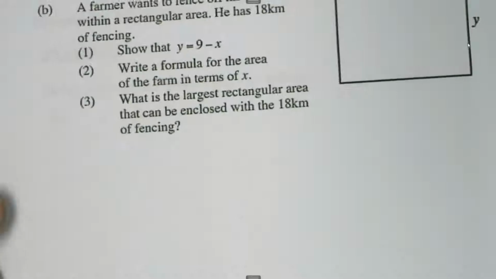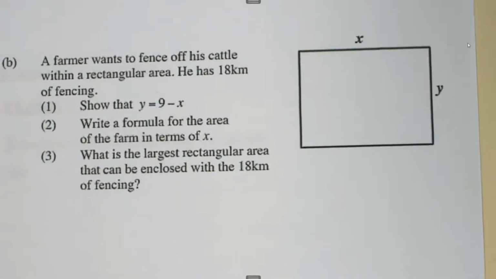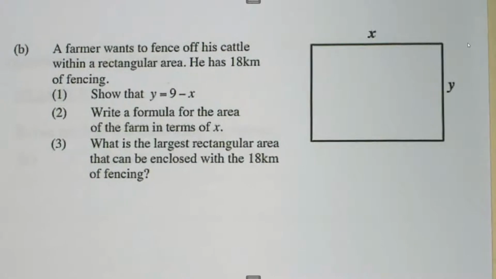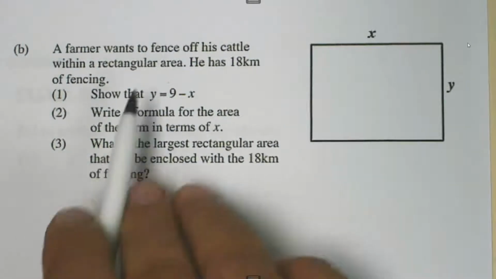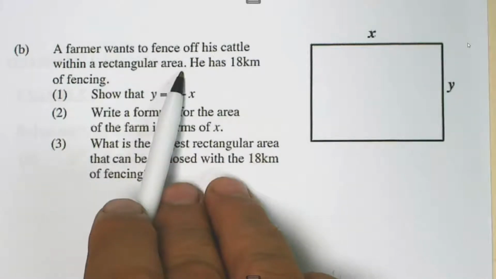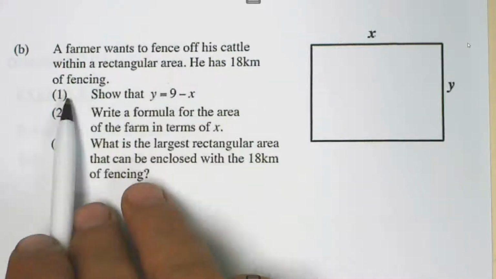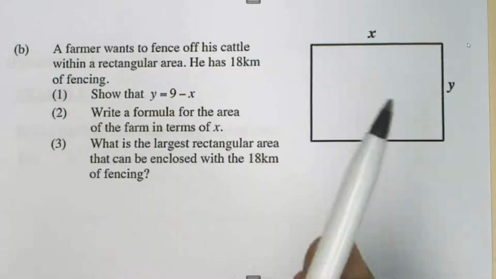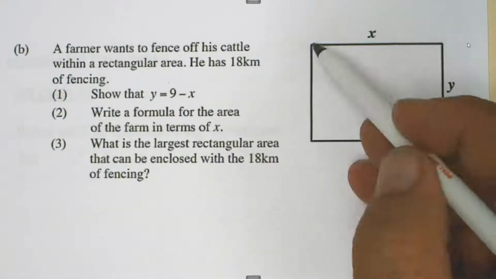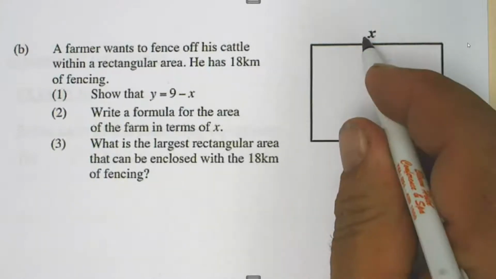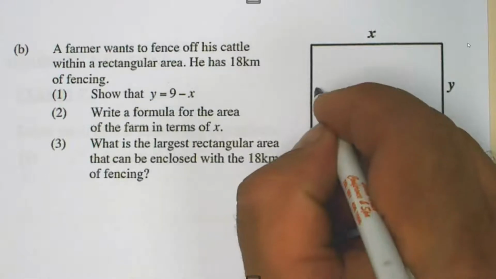Right, in this case here, we're going to do an application question of maximum and minimum. A farmer wants to fence off his cattle within a rectangular area. He has 18 kilometers of fencing, so that y is equal to 9 minus x. Now he's got 18 kilometers of fencing, and it's rectangular. So if that is x, that is x. If that is y, that is y.